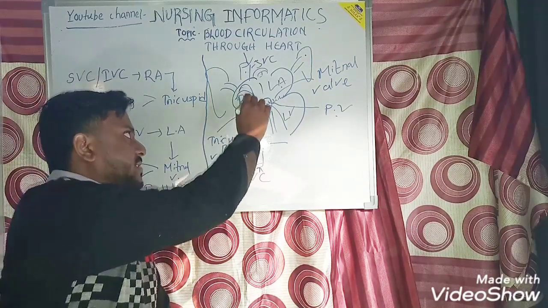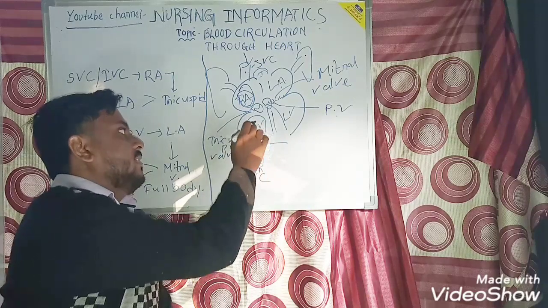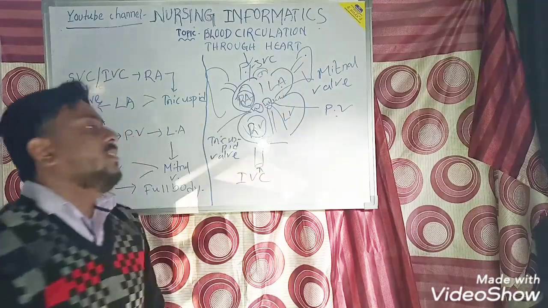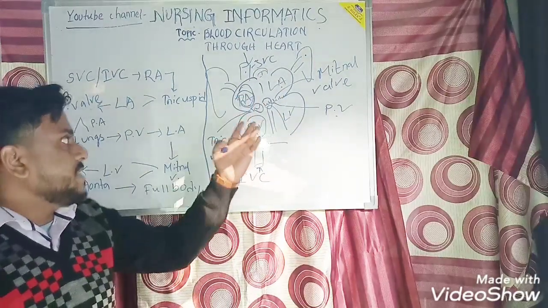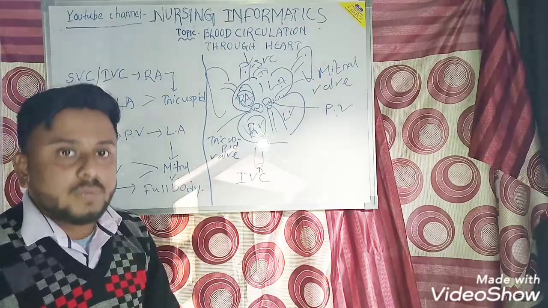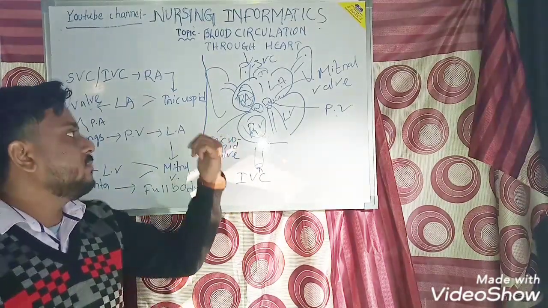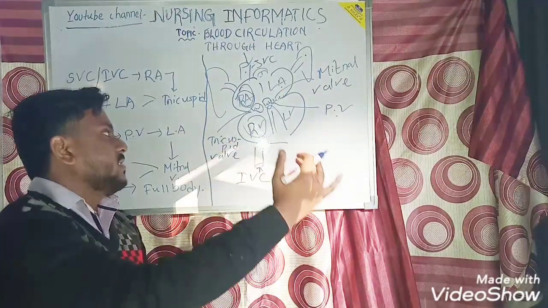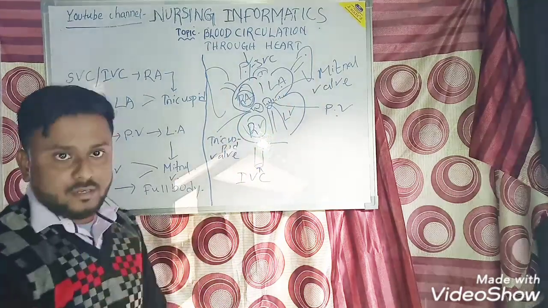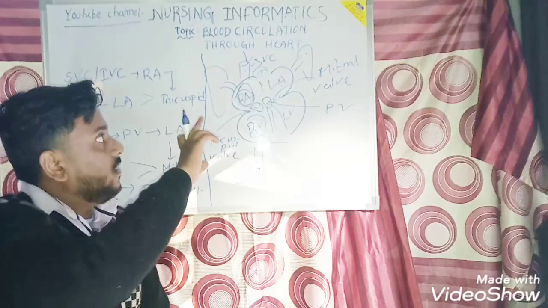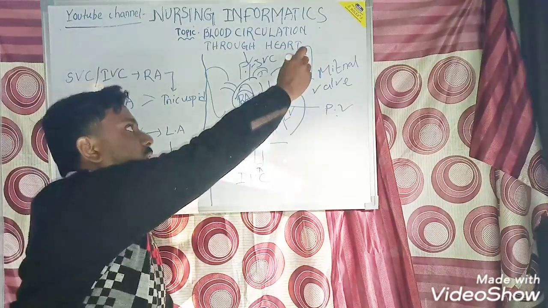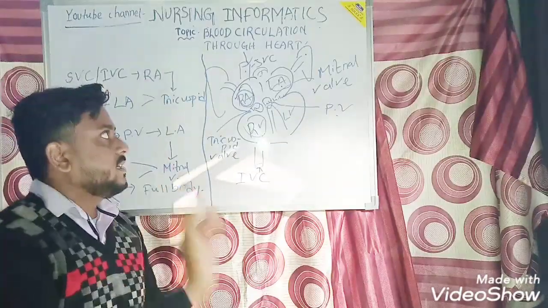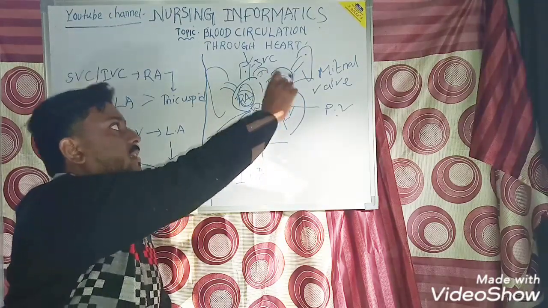So first the right atrium, from the right atrium blood comes into the right ventricle, and from the right ventricle through the pulmonary artery the blood goes to the lungs for purification, because the blood in the right atrium and right ventricle was deoxygenated blood. This deoxygenated blood goes through the pulmonary artery to the lungs for purification. After purification in the lungs, through the pulmonary veins, the oxygenated blood comes from the lungs to the left atrium.